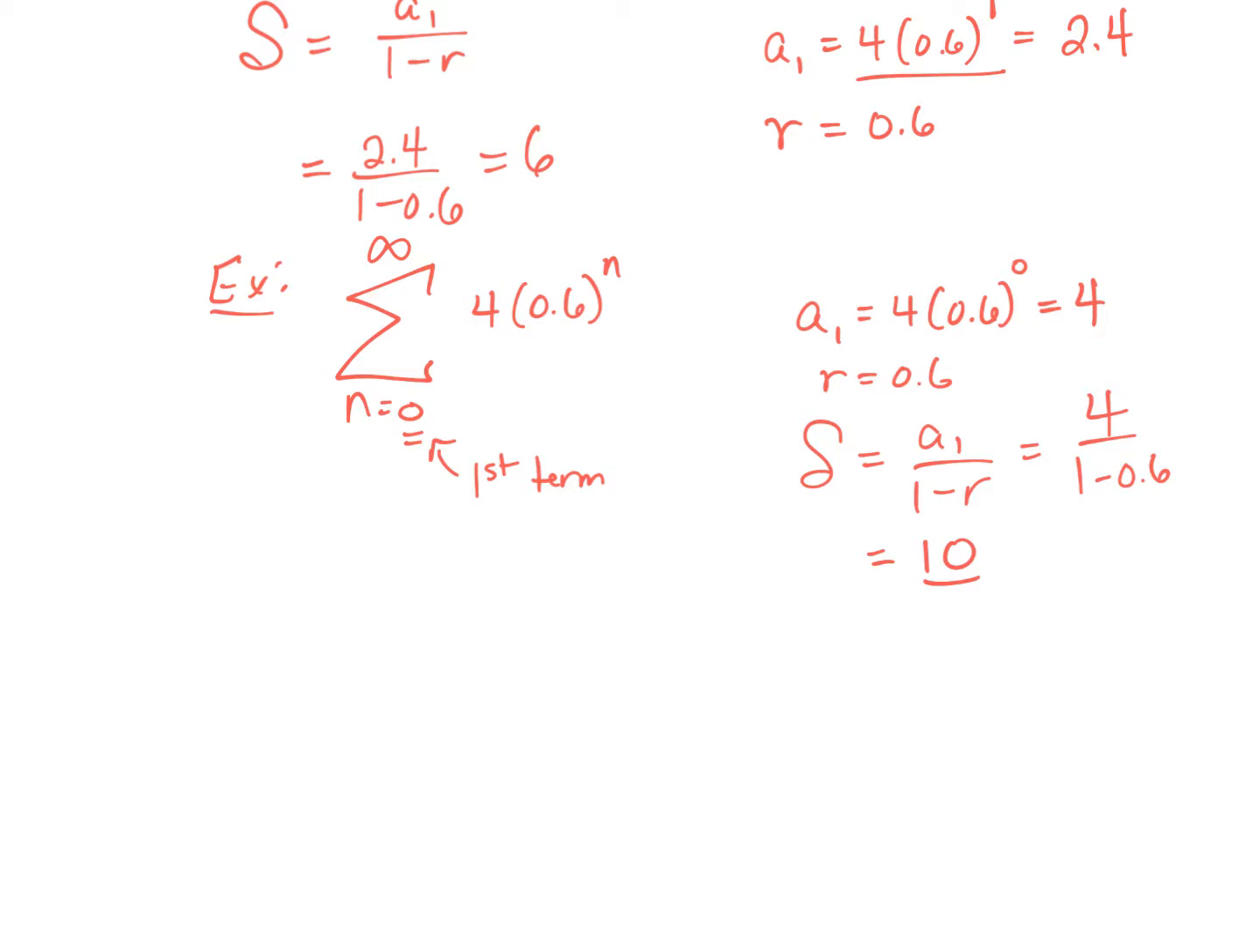Does that make sense? Think about it. The sum of all the terms starting with n is 1 was 6, but now we've added in an additional term, which was that first term of a sub 0, which was 4. What's 4 plus 6? So it works out, doesn't it?